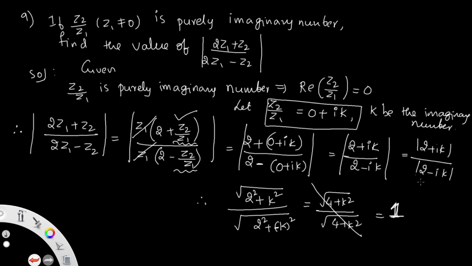The modulus definition is: if z is equal to x plus iy, the modulus of z is root of x square plus y square. So 2 square plus k square by 2 square plus minus k. Minus is there, so don't write ik directly inside the square; only the coefficient of i, that is minus k here, minus k whole square. 4 plus k square by 4 plus k square, the whole thing cancels and it becomes 1. This is a 4 mark question in the IPE, the 9th question. Next, go to the 10th question.